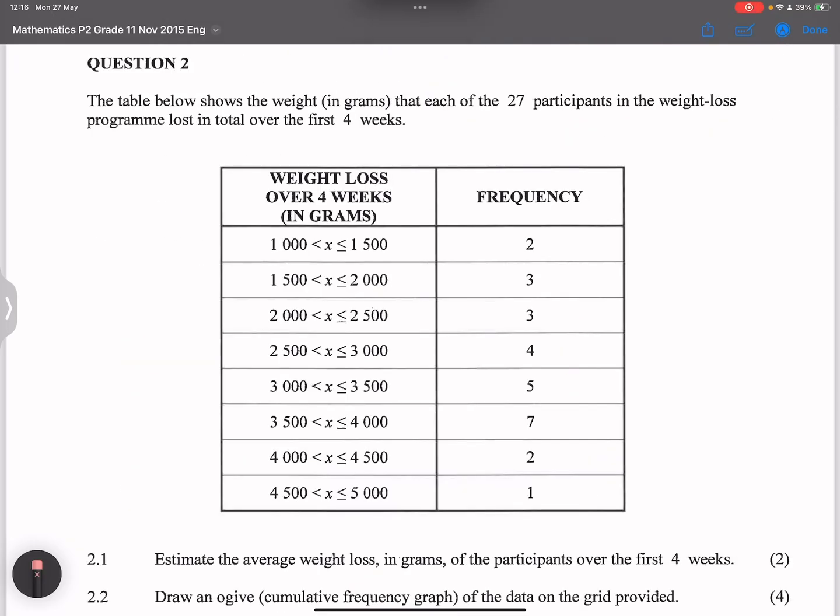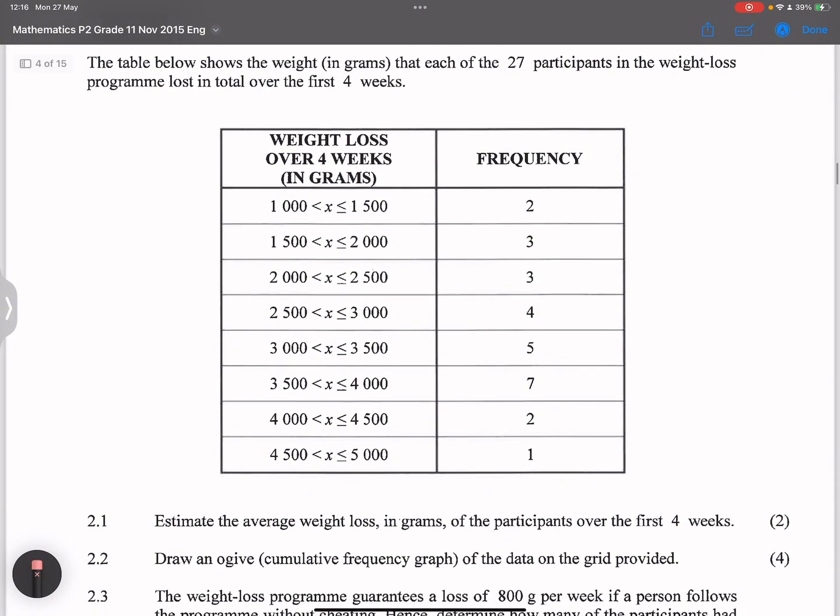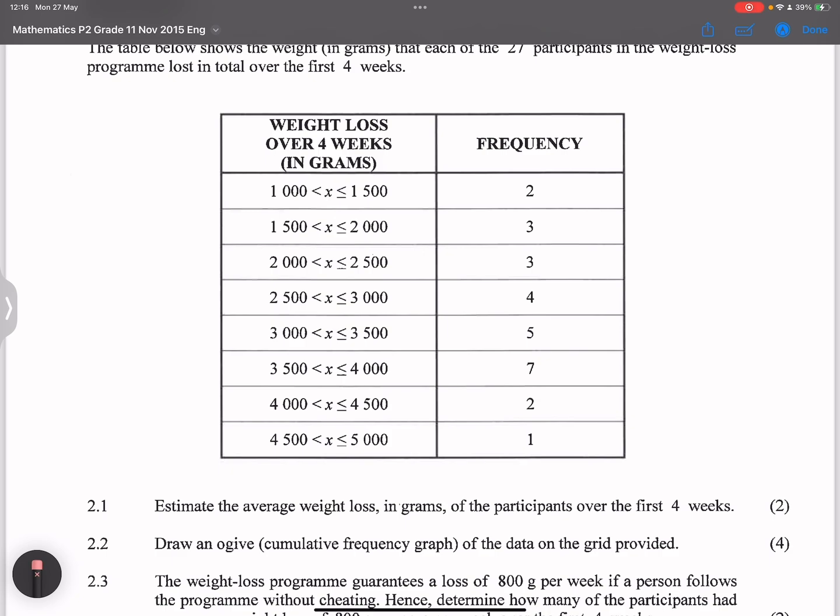Question 2. They say the table below shows the weight in grams that each of the participants in a weight loss program lost in total over the first 4 weeks. Now they give us that data there, and they give us the frequency. So remember, when you are given the frequency, we probably might have to draw the ogive. They say to us, estimate the average weight loss in grams of the participants over the first 4 weeks.